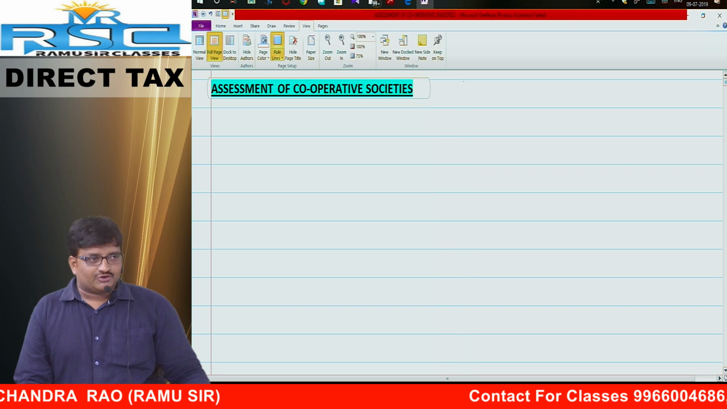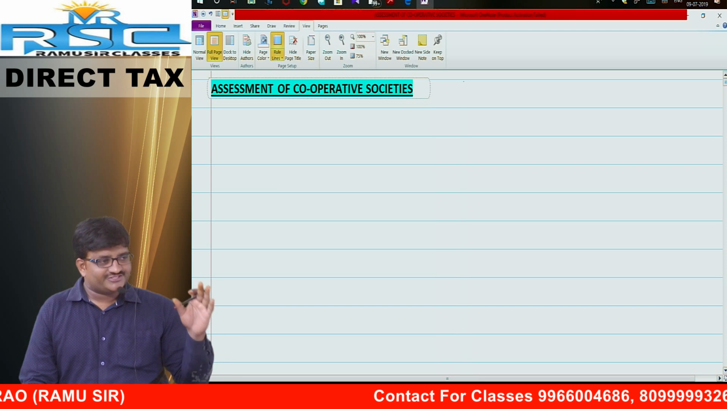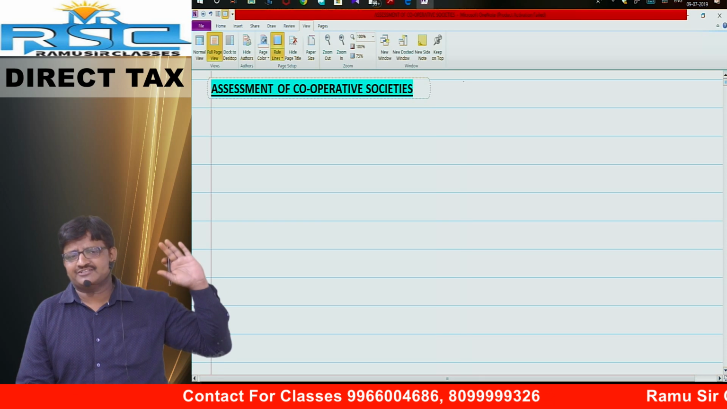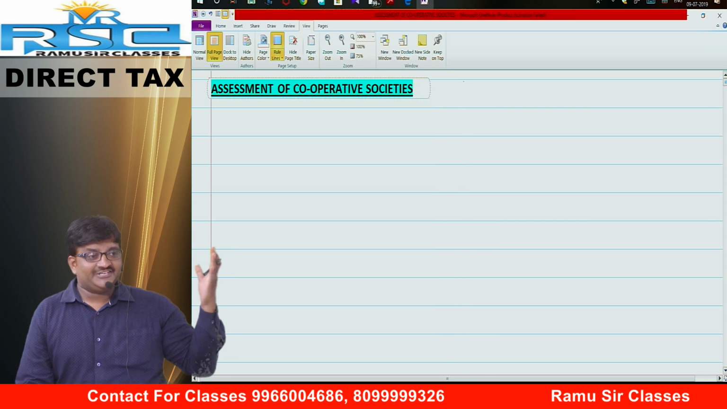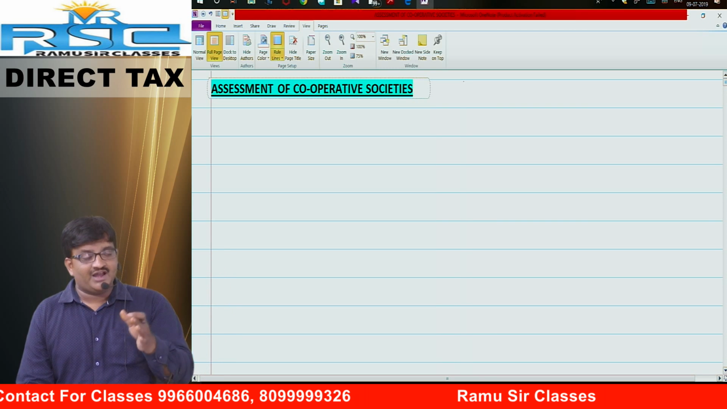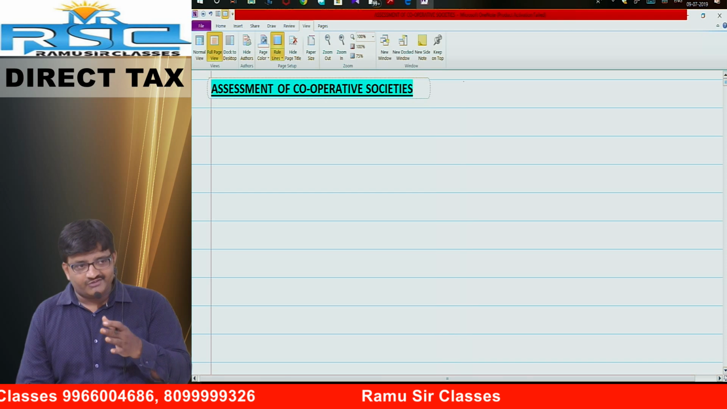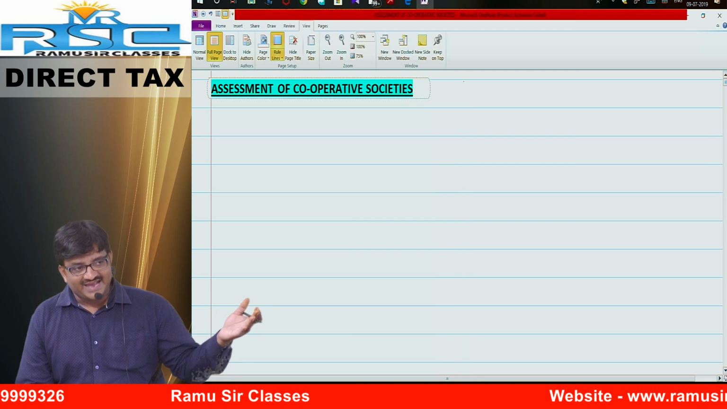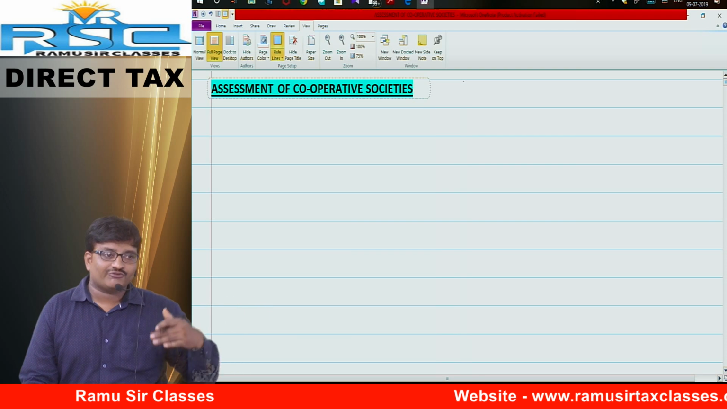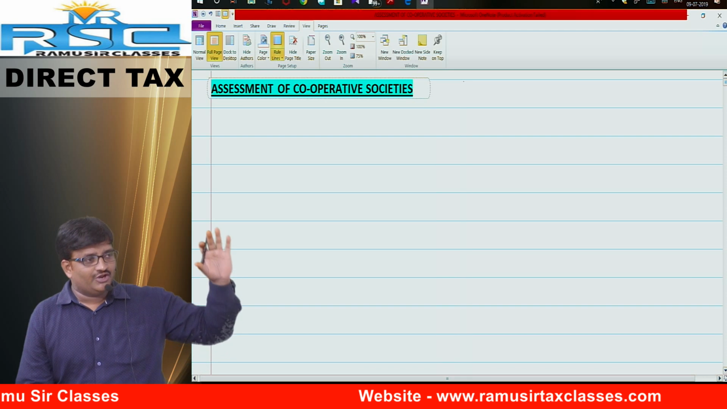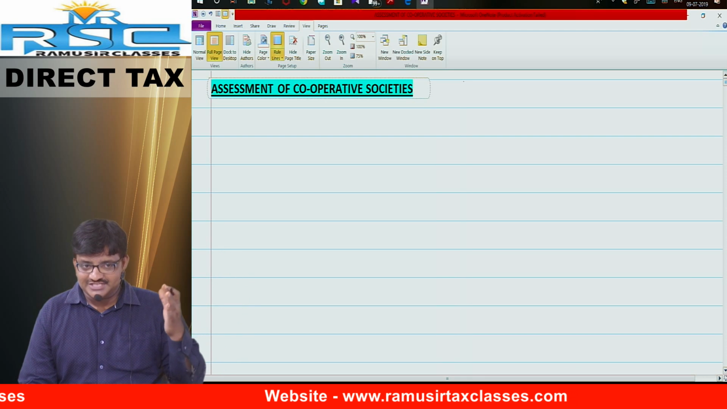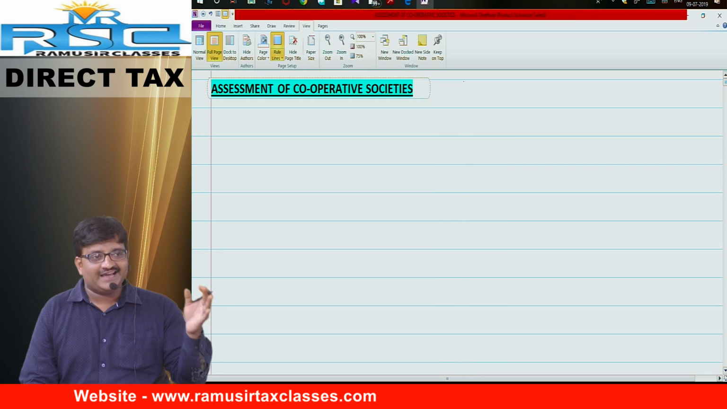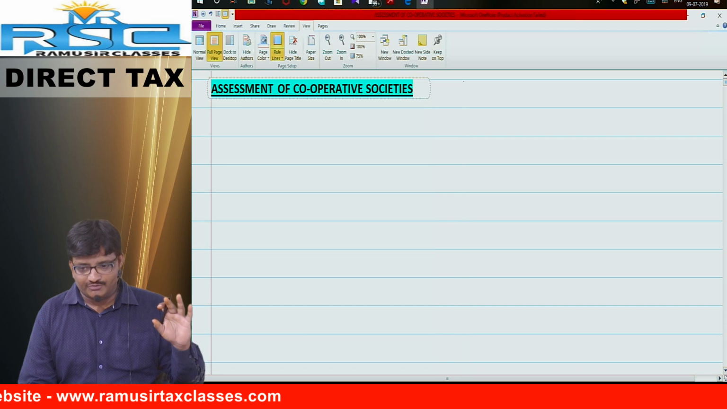Number one, cooperative societies are the societies which are registered as per the Cooperative Societies Act 1912, a very old act, or any other law for the time being in force. Recently also some acts have been amended or enacted for the purpose of cooperative societies. So, conclusion friends, cooperative societies are the societies registered as per the Cooperative Societies Act 1912 or any other law for the time being in force.